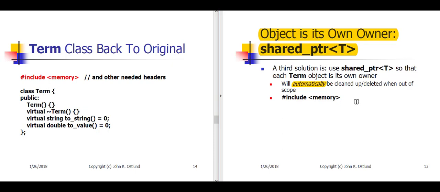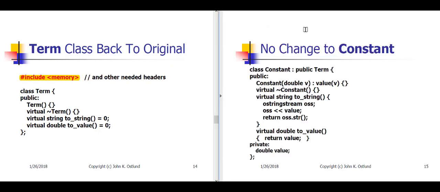Now, to use shared pointer, we have to include a standard header called memory. So here, starting on slide 14, is our code making use of shared pointers. We include memory. Our term base class is back to being the very simple thing that it was initially. It has a constructor that does nothing, a virtual destructor that does nothing, and two pure virtual functions, toString and toValue, so that term is an abstract class. The definition of the constant class and of its toString and toValue functions is not changed at all.